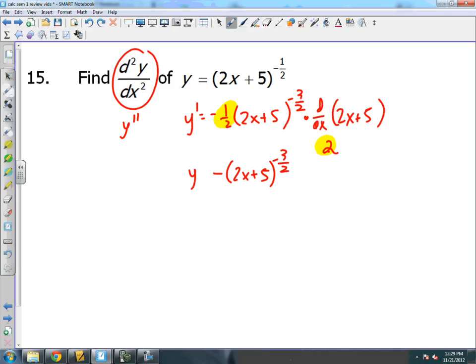So there's y prime. Well, I didn't want y prime. I wanted essentially y double prime, d squared y dx squared. So I'm going to do the power rule again, do the chain rule again, and take this down.